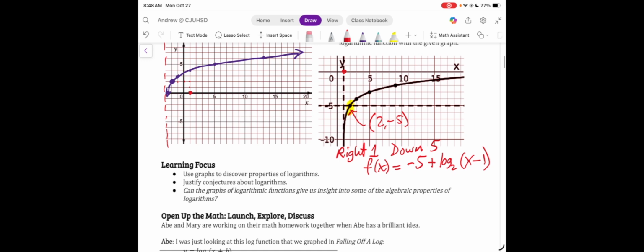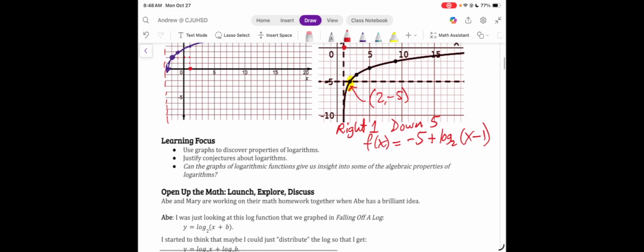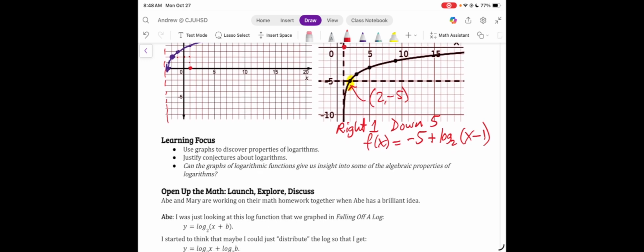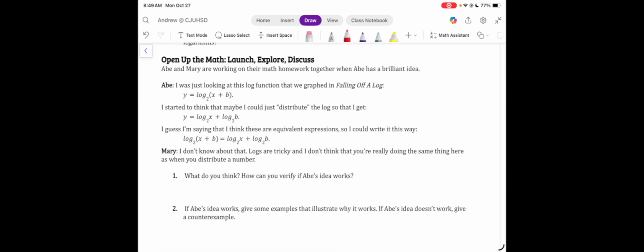Now, in today's lesson, we're going to use graphs to discover a couple of important properties of logs. And of course, there's a story here between two students. So let's read the story together. Abe and Mary are working on their math homework together when Abe has a brilliant idea. Abe says, I was just looking at this log function that we graphed in Falling Off a Log, and I started to think that maybe I could distribute the log. So what he's talking about is maybe I can apply the log to both of those inside things.